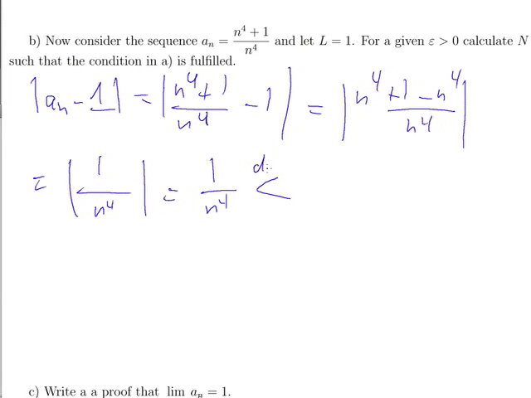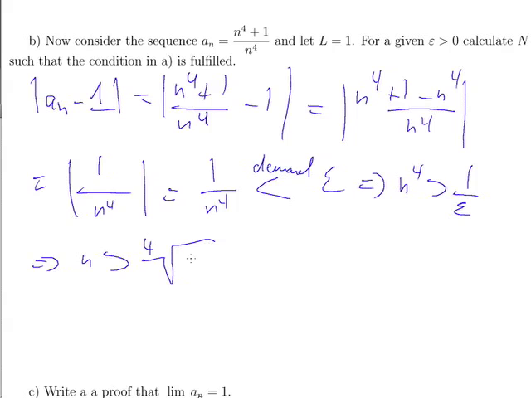And now we demand that this should be smaller than epsilon. So if this is smaller than epsilon, we want to solve this for little n. So we divide by epsilon. Epsilon is greater than 0. We multiply with n to the 4. So we get that n to the 4 must be greater than 1 over epsilon, and therefore n must be greater than the fourth root of 1 over epsilon, and that is what we set as our big N.